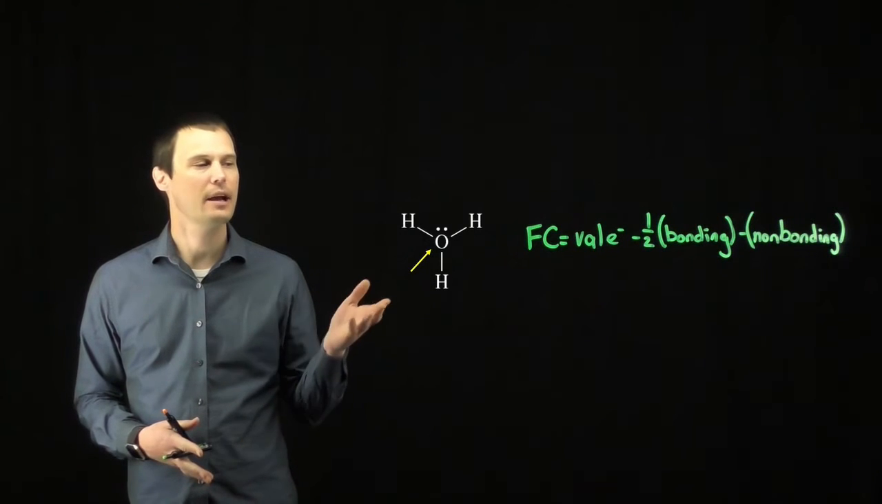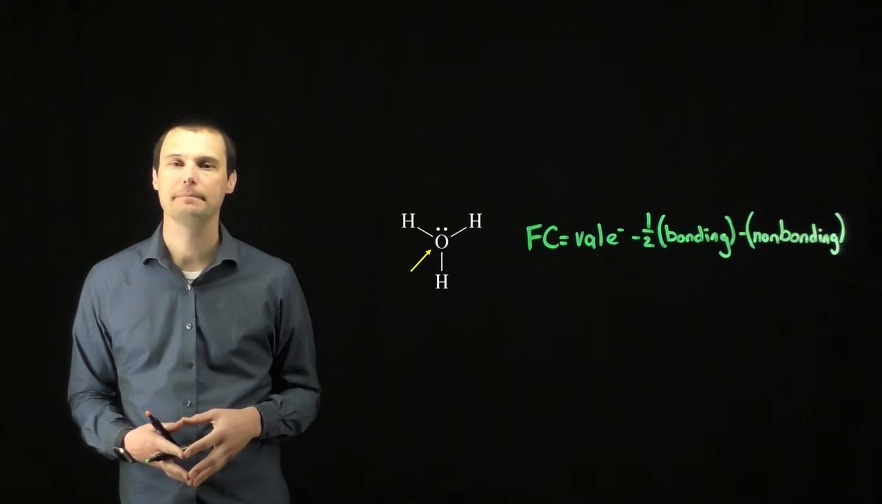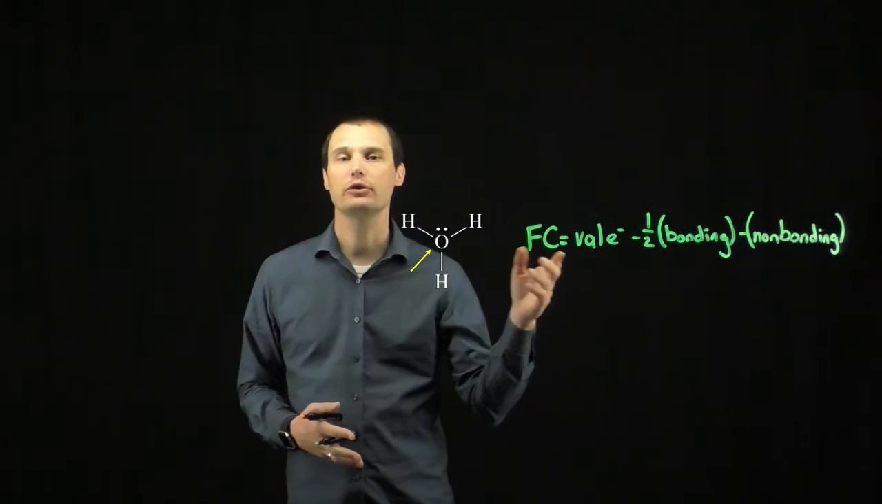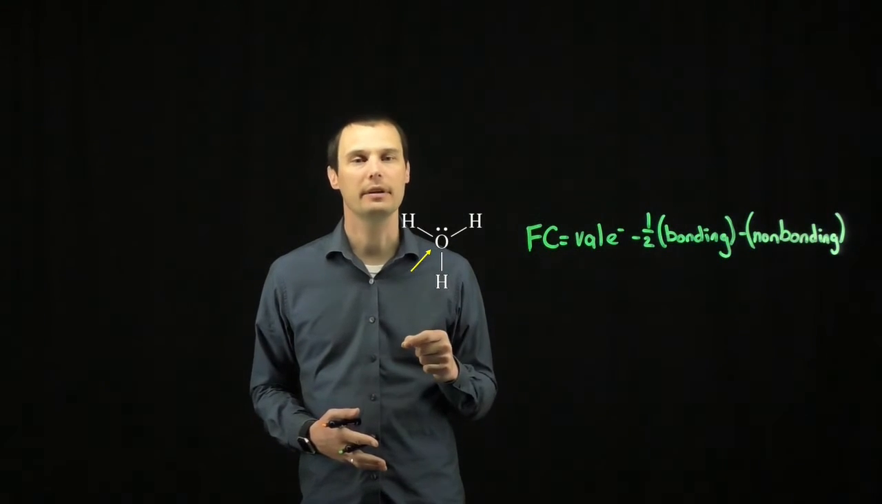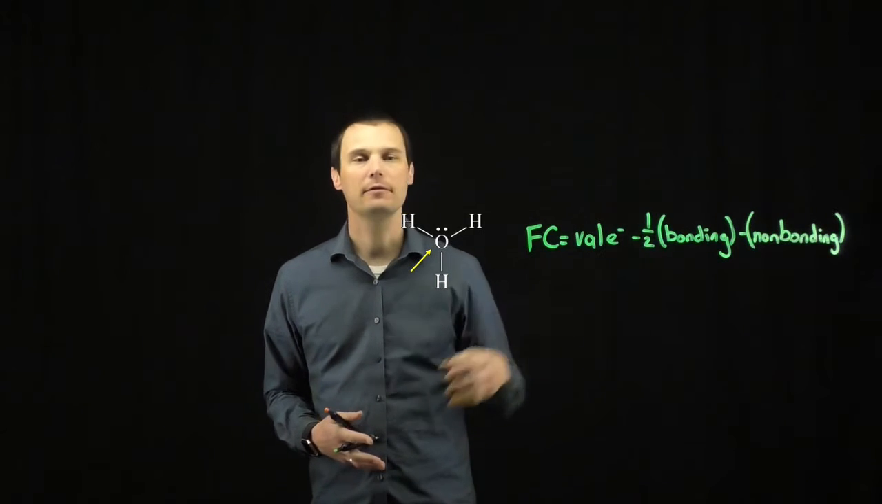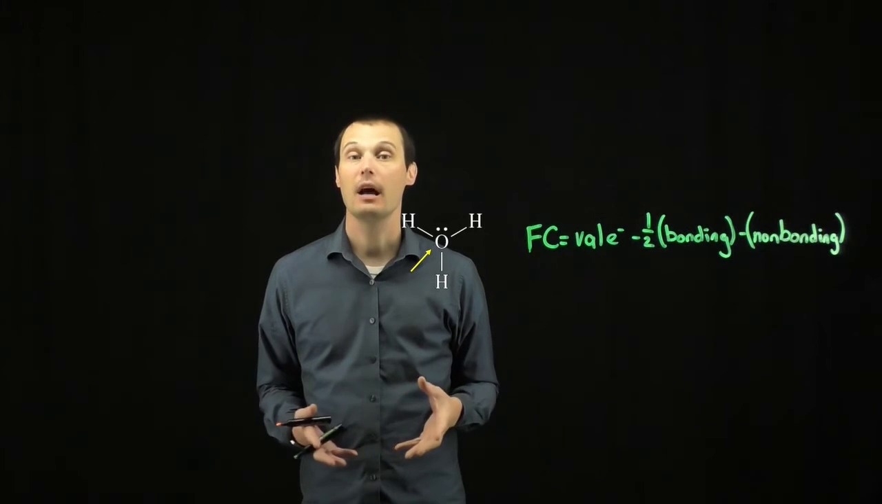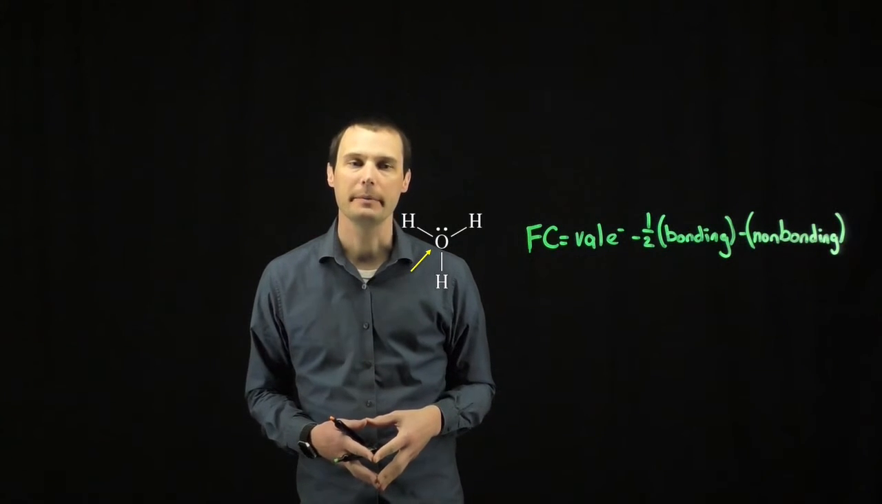This assessment asks us to calculate the formal charge on the indicated atom. As a reminder, our equation for formal charge is the number of valence electrons an element wants in its neutral ground state configuration, minus half of all the bonding electrons, minus all of the non-bonding electrons. The non-bonding electrons are the lone pair electrons on an element.